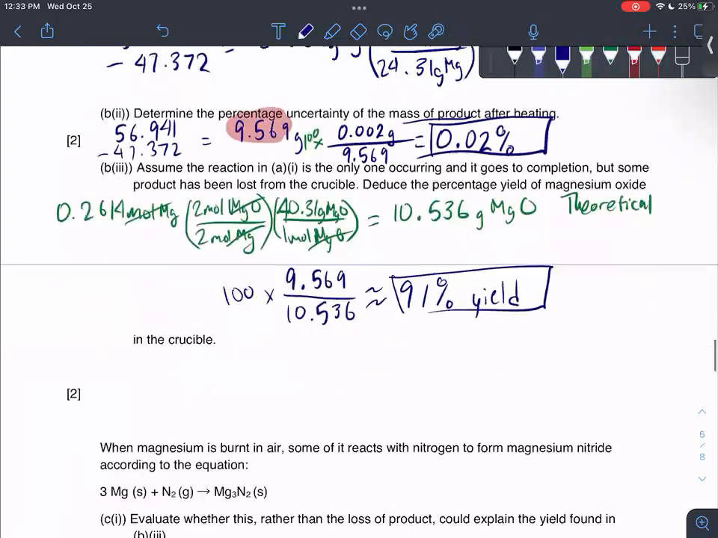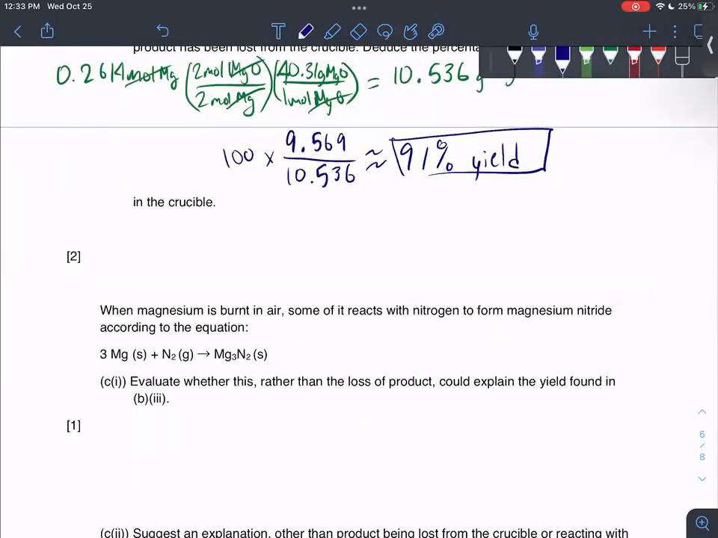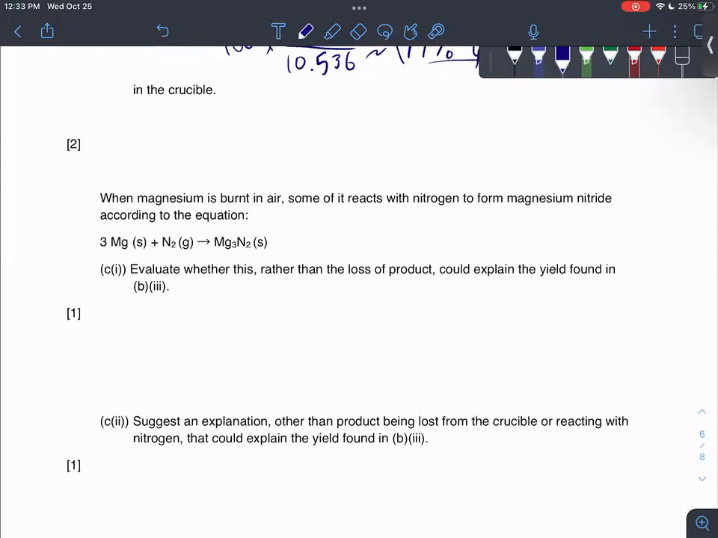All right. Moving on to our next problem. When magnesium is burnt in air, some of it reacts with nitrogen to form magnesium nitride according to the equation. Evaluate whether this, rather than the loss of the product, could explain the yield found in part 3. So when I look at this, I try and see, well, we have a reduction in mass. Would producing magnesium nitride also cause a reduction in mass than what we should normally get? If so, then recording a reduction in mass would also likely be due to magnesium nitride.